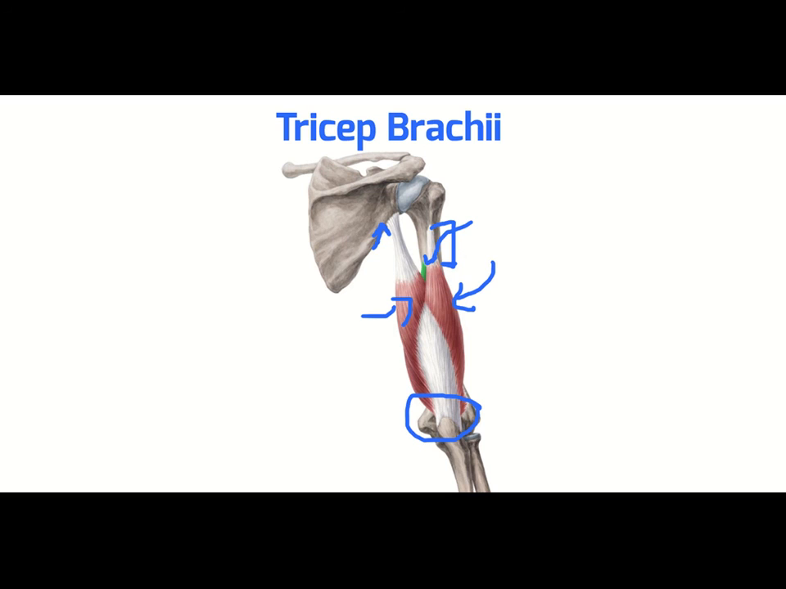It's innervated by the radial nerve. And it helps to extend the elbow, and then the long head also helps to extend and adduct the glenohumeral joint.